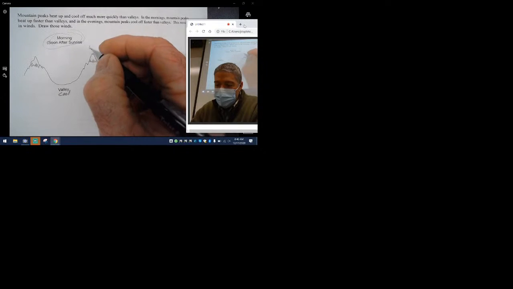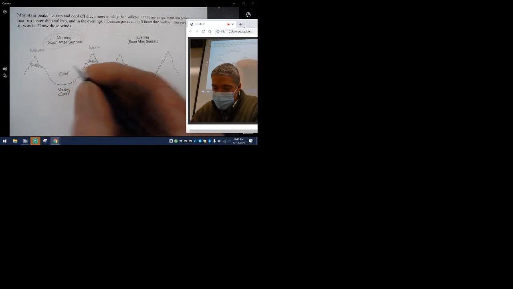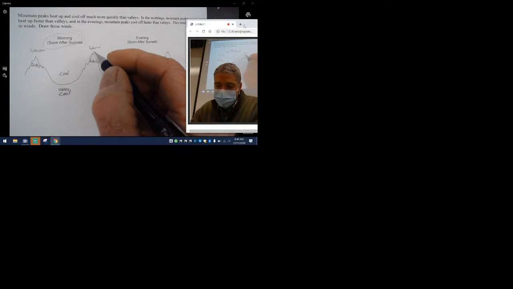Up to the peaks? Okay, let's check it out. So the peaks are going to warm up, and that warms up the air right around them. And the valley is going to stay cool, and that cools off the air. So this air is light, and it's going to rise, and it's going to create low pressure. And this is going to rise and create low pressure. And this is going to sink. It's heavy, so it creates high pressure. And the wind goes from high pressure to low pressure, like this.